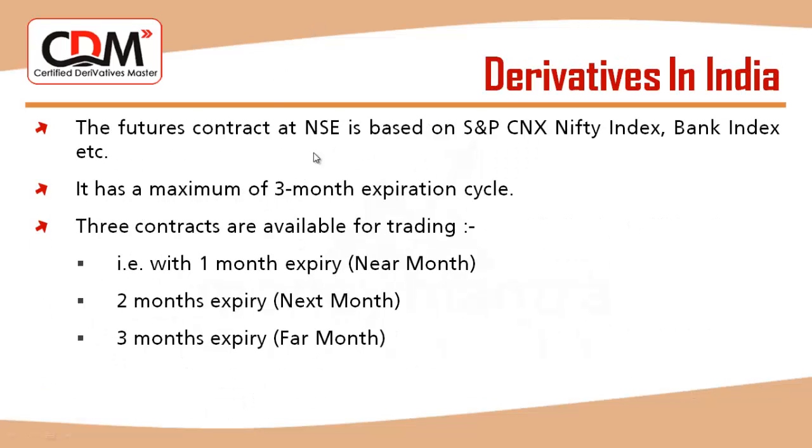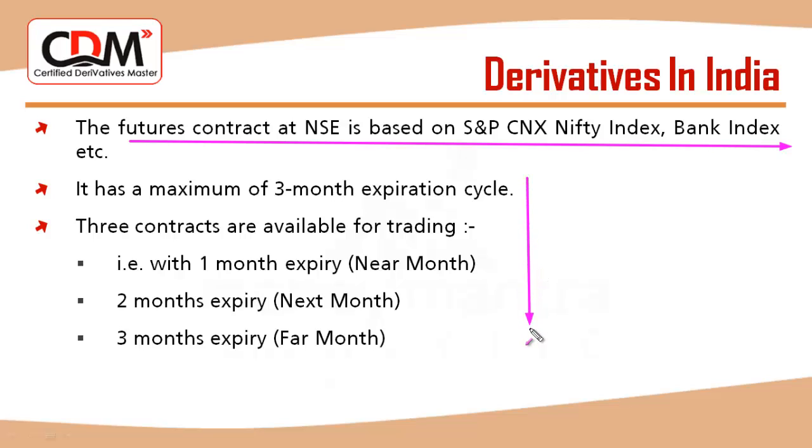Now if we understand derivatives in India, future contracts at NSE are based on the Standard and Poor's CNX Nifty index, bank index, etc. I'm sure many of you are already aware that in the Indian equity market there is a 3-month expiration cycle in derivatives, meaning 3-month contracts are available for trading. The first month contract is called the near month, the second month contract is called the next month, and the third month contract is called the far month. Contract means an agreement between a buyer and a seller.